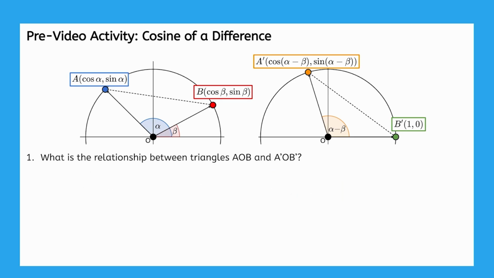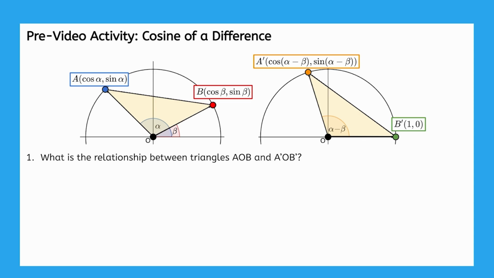What is the relationship between triangles AOB and A'OB'? Triangle AOB is the triangle whose vertices are points A, O, and B in the first diagram. Triangle A'OB' is the triangle whose vertices are points A', O, and B' in the second diagram. How are these triangles related?